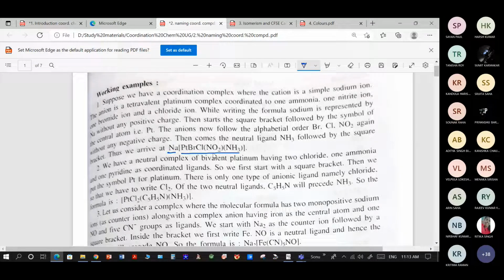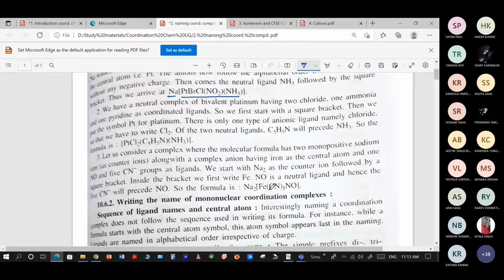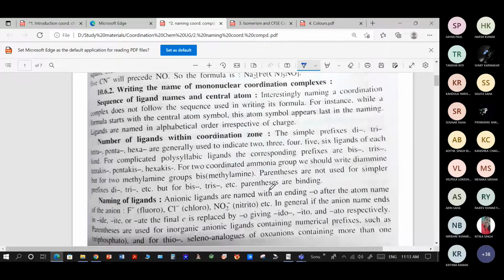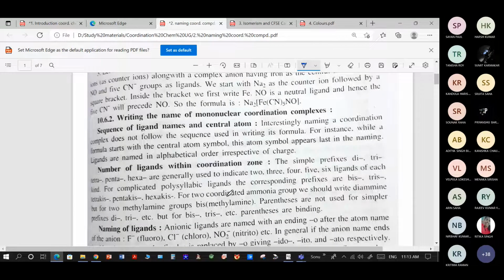Now how can you name this one? Naming the coordination complexes will be a little bit different. But before that, we have to know how the names of the ligands will be, which we can mention from the formula of a coordination complex. All these things are here. Naming a coordination complex does not follow the sequence used in writing its formula. For instance, the metal should come last in this one. The atom symbol appears last in the naming.